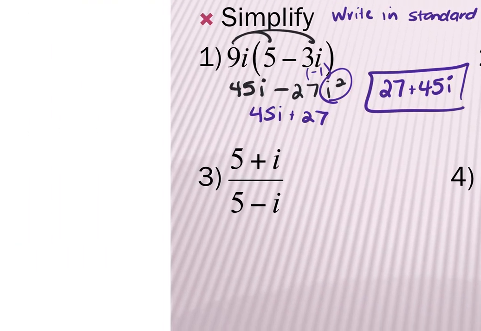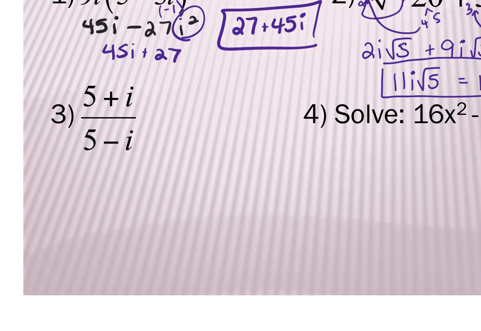All right, number 3, now we've got i in the denominator. That's having an irrational number in the denominator. It can't stay that way, so we rationalize by multiplying by the opposite. We multiply by the conjugate, which is the same expression with the opposite sign.